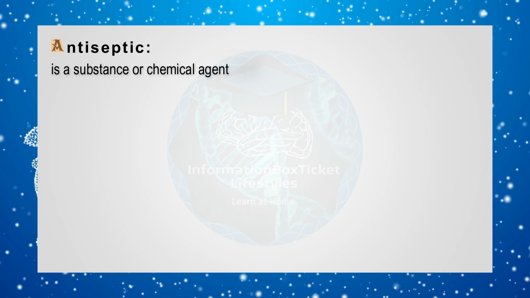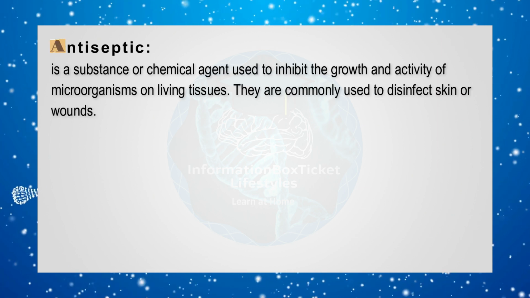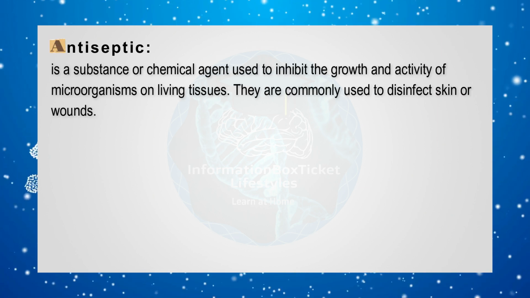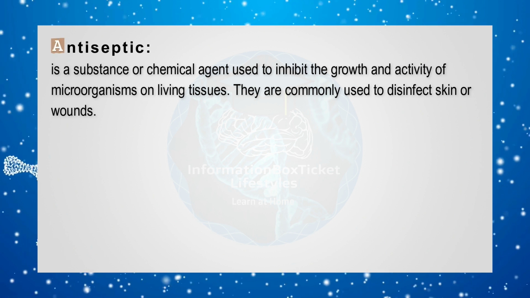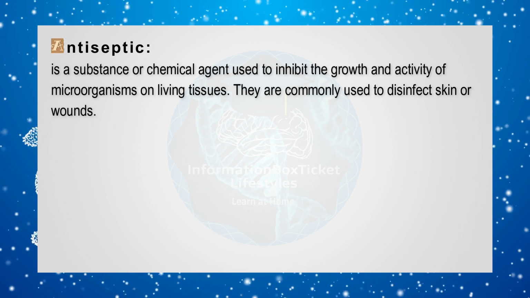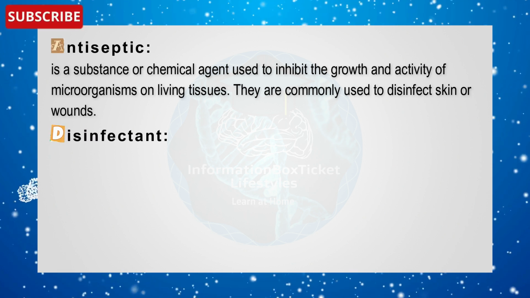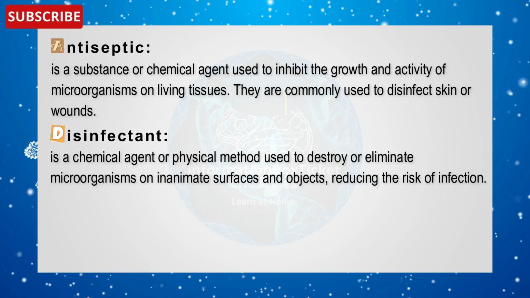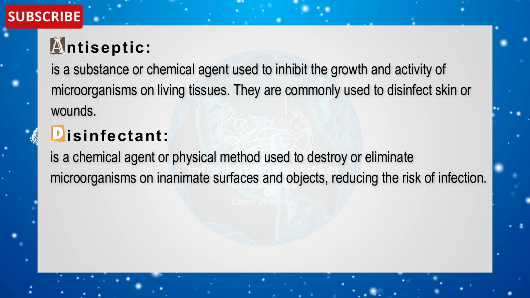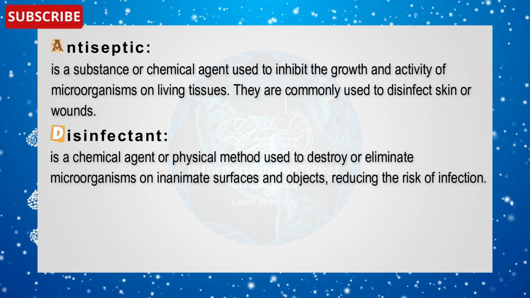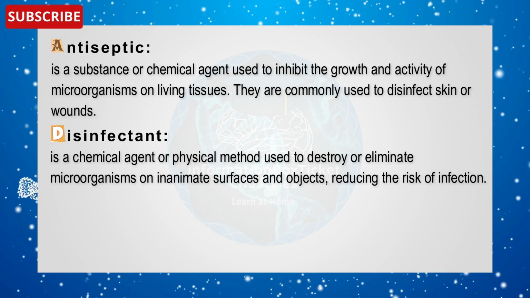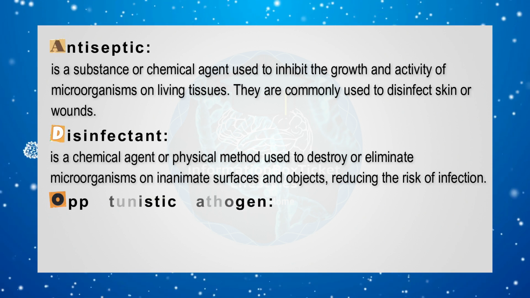Antiseptic. An antiseptic is a substance or a chemical agent used to inhibit the growth and activity of microorganisms on living tissues. They are commonly used to disinfect skin or wounds. Disinfectant. A disinfectant is a chemical agent or physical method used to destroy or eliminate microorganisms on inanimate surfaces and objects, reducing the risk of infection.